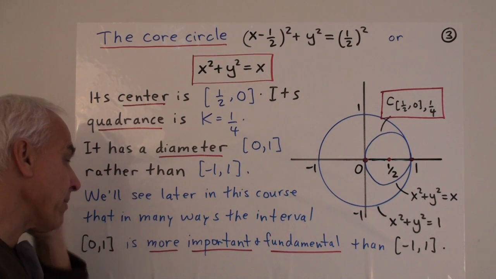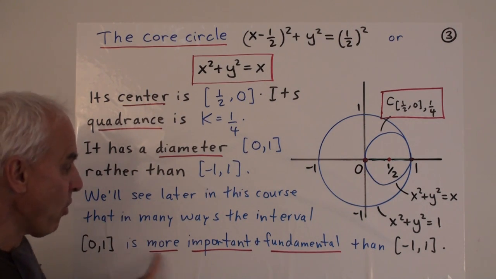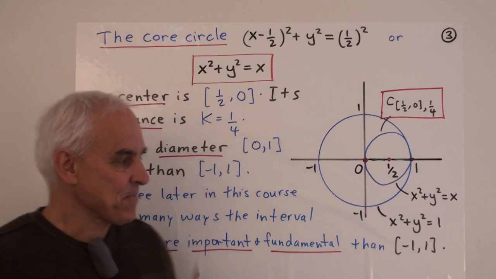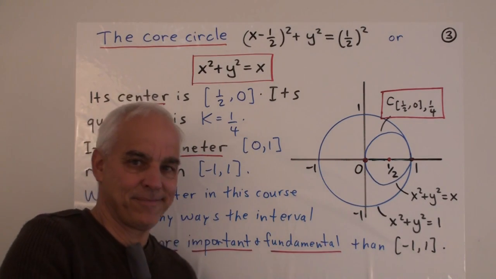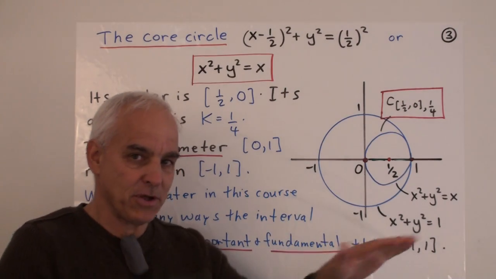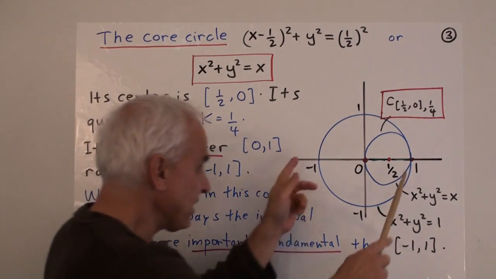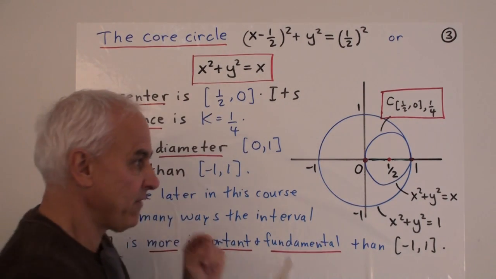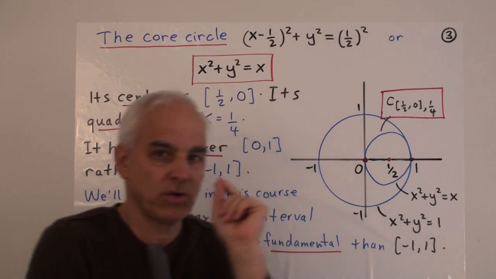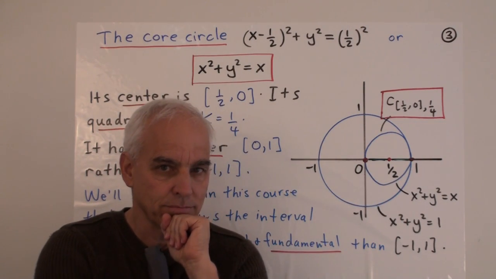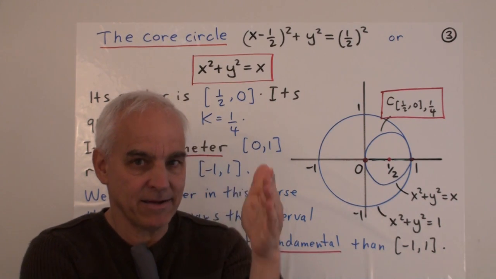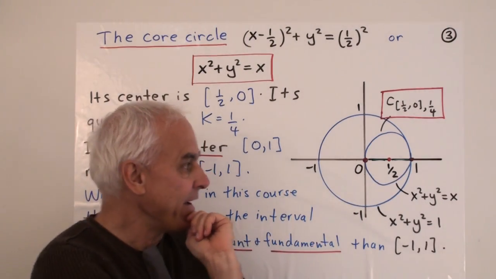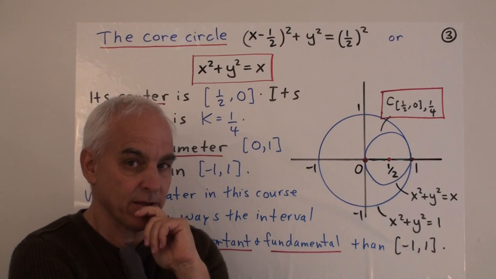We'll see later in this course that in many ways the interval 0, 1 is more important and fundamental than -1, 1. So this is going to be a theme which will gradually become more and more important as we go on. We're going to see that, yes, the interval -1, 1 is a very important interval in mathematics. But for many purposes, the interval 0, 1 is actually more basic and more fundamental. I just want to plant that idea in your mind, so let it resonate there for a few months or perhaps years, and eventually you'll come to appreciate this.